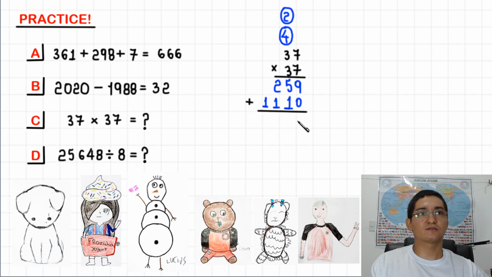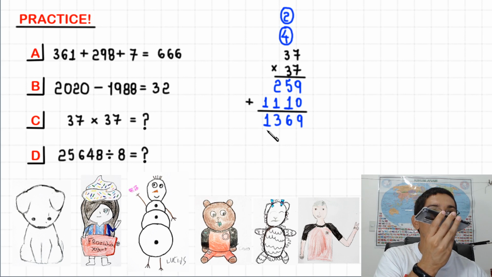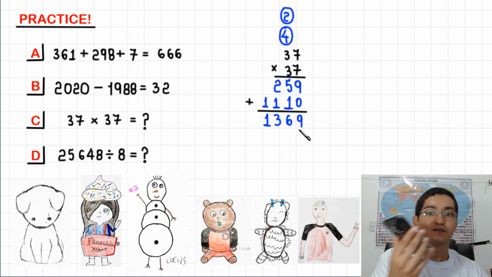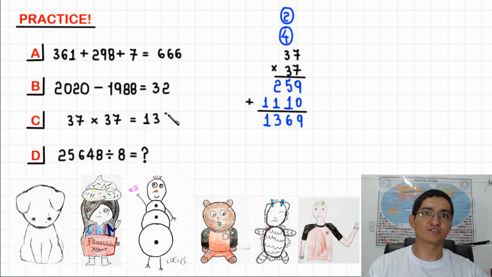Here we have 9 plus 0, that gives us 9. Here we have 5 plus 1, that equals 6, and here 2 plus 1 equals 3, and here we only have 1. So the result is 1369. Let's check with Google Assistant, shall we? Okay. What is 37 times 37? The answer is 1369. We got it right. Man, we are getting really good at this. The result is 1369.